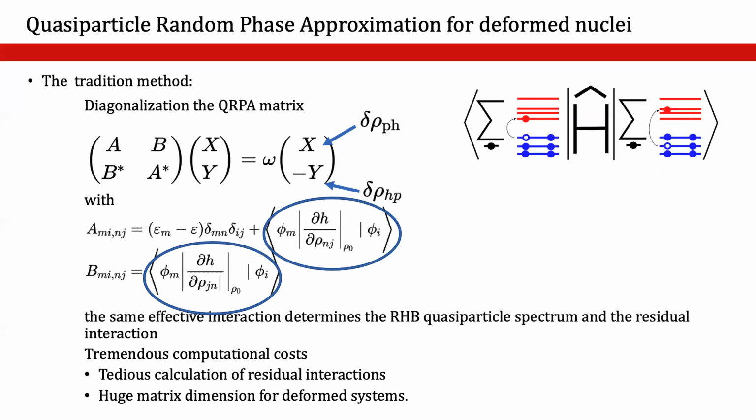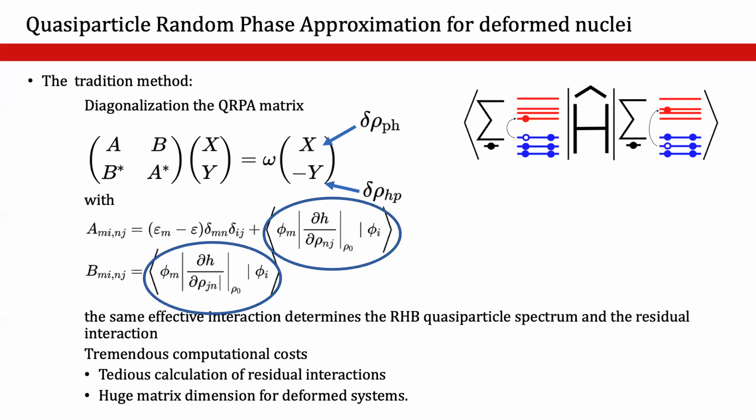First, the residual interaction. The residual interaction is the same effective interaction that determines the relativistic Bogoliubov ground state. But in the mean field, it is a one-body problem because this is the general idea of the mean-field approximation.